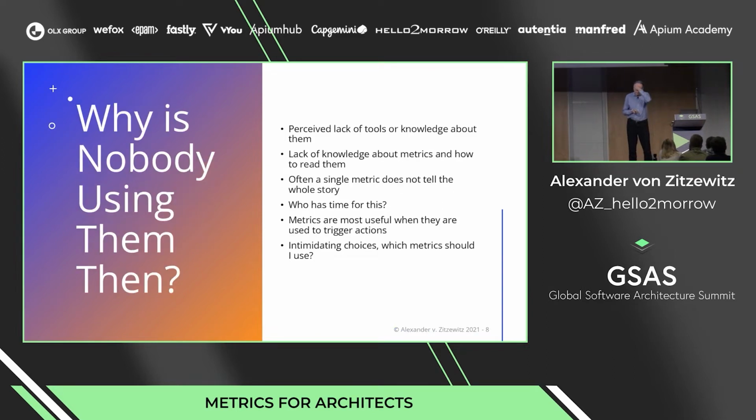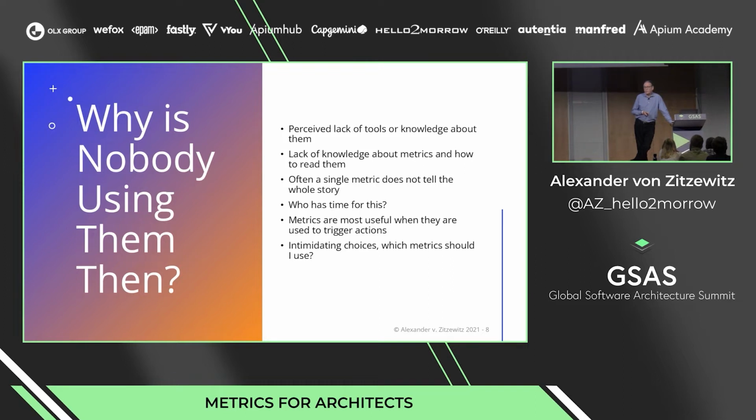So why is nobody using metrics? Of course, many people don't know about the metrics. They didn't learn about those metrics in school, and if they know about them, they don't know how to get them because they don't know about the tools that make them available. Then also, to really make a judgment about some software using metrics, you need more than one metric. There's not one single metric that explains everything in one number. So it's a different set of numbers, and you need to be able to interpret those metrics and read them in the right way to get some benefits out of it.